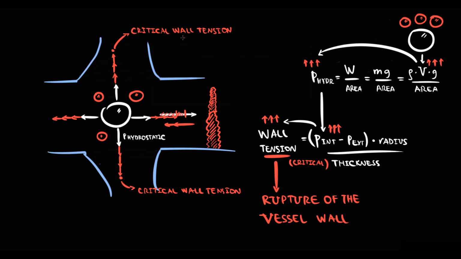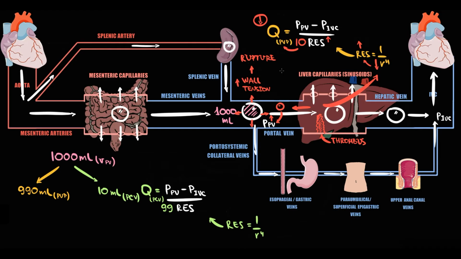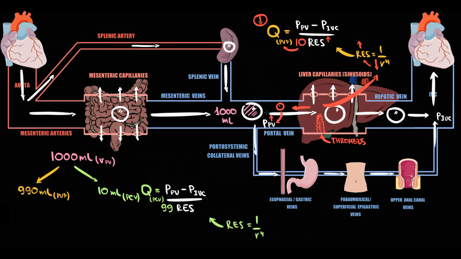So portal hypertension, in fact, is a very dangerous condition. How to deal with it? Obviously, ideally it is to remove the thrombus that causes the obstruction, but it's a relatively long-term perspective. So somehow we should provide decompression of the portal vein. And it's the moment when portosystemic collateral vessels come into play.